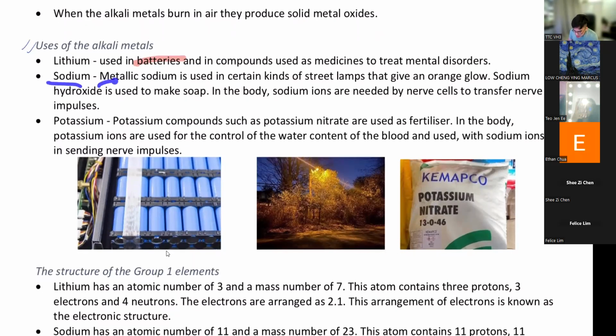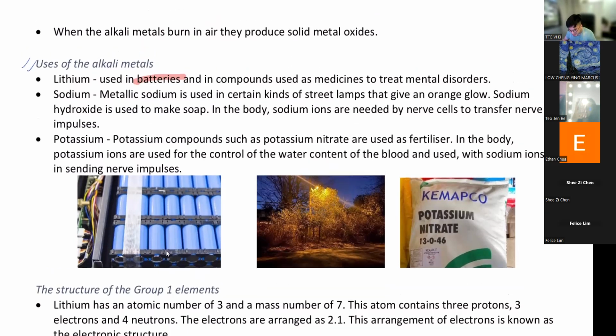And metallic sodium is used in certain kinds of street lamps. This is what we call a sodium lamp. You know this orange lamp? We don't use this anymore, but last time, or if you go to some old cities or old towns, you still see the street lamps in orange. That's the sodium lamp.